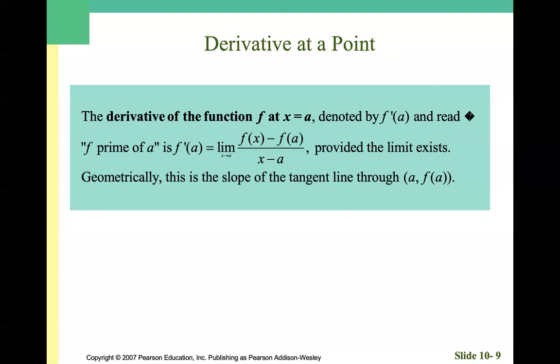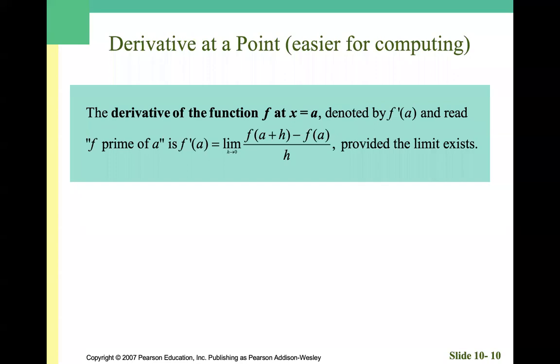Now, this one is useful, but there's a derivative formula that might be a little bit more useful. This one will work when you're trying to find it at a specific point. But this can be modified to this one. It says this one's easier for computing. I don't know that it's any easier. How does this one show up here?